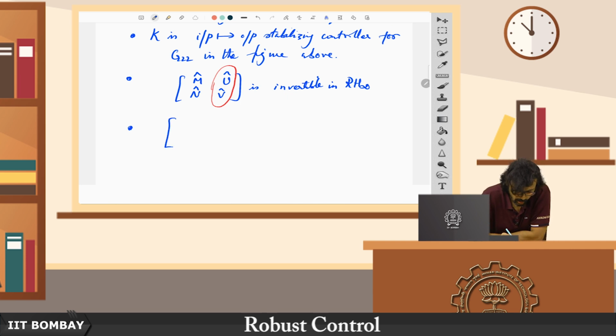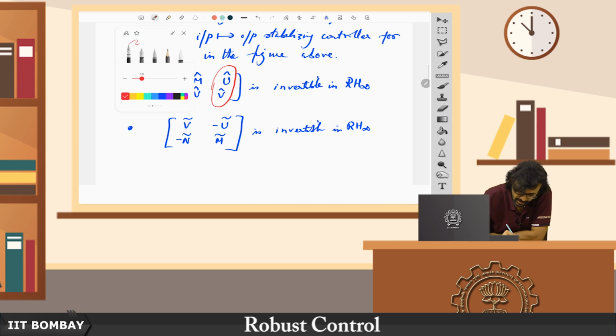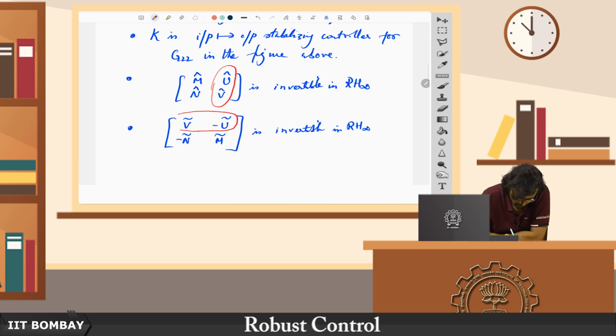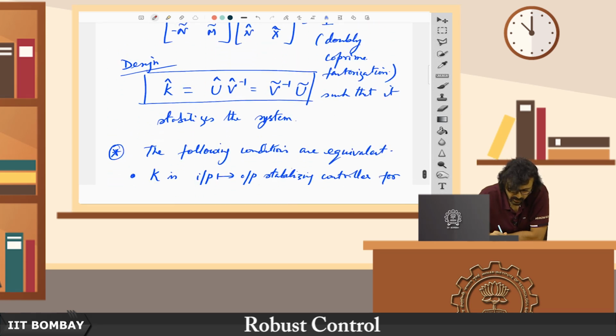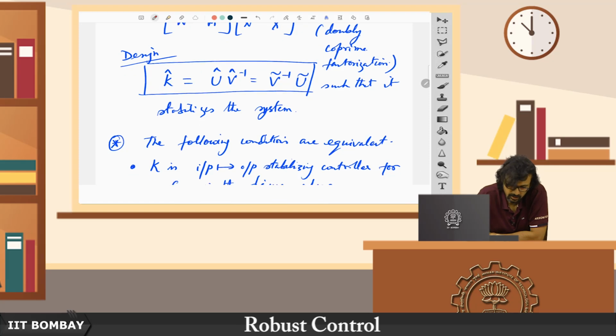So, if you are interested in the left coprime factorization of the controller, then you better meet this condition: V tilde, minus U tilde, and minus N tilde, M tilde. Again, here the M tilde and N tilde will come from the plant itself. So, in this case what we shall be looking to design are these V tilde and U tilde. Once we have designed this V tilde and U tilde to ensure that this particular thing is invertible in RH infinity, we would have the controller given by V tilde inverse times U tilde.